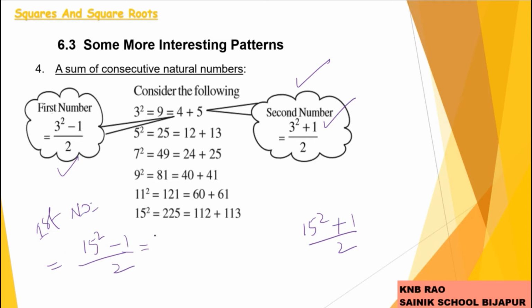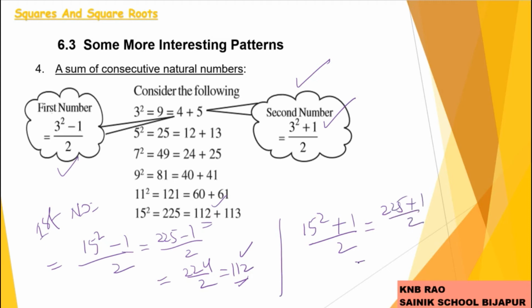What is 15 square? 225, minus 1, by 2. So, 225 minus 1 is 224, by 2. 224 by 2 is 112. Yes, we got it. Similarly, (225 plus 1)/2 gives 226 by 2, which is 113, gives the second number. So, this formula is helping us. We will continue learning this.